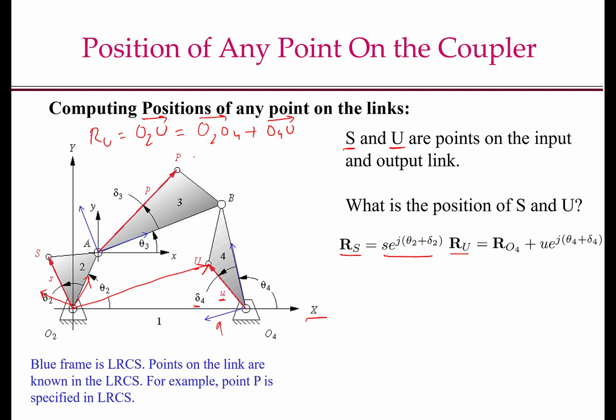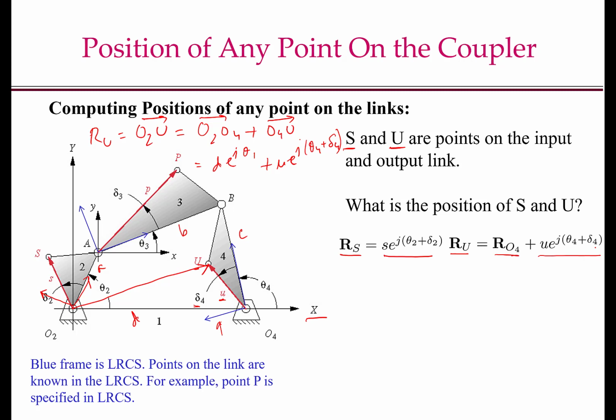Now O2O4, which is also denoted as RO4, is equal to D e to the power of j theta 1. And recall, this was my length D, which was my fixed link. This was A, which was my driven link. B was my coupler, and C was my output link length. Now the vector O4U is U e to the power of j (theta 4 plus delta 4), which we have shown or written here.